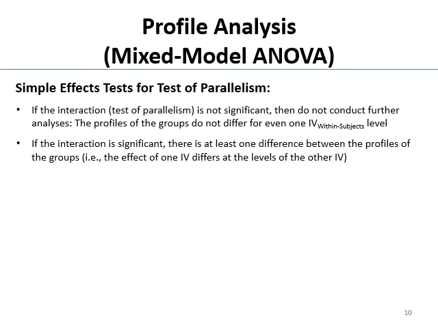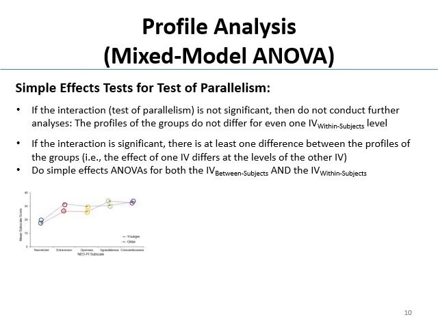On the other hand, if the interaction is statistically significant, there's at least one difference between the profiles of the groups. So the effect of one IV differs for the levels of the other IV. You would do simple effects ANOVAs for both the IV between subjects and the IV within subjects. So you're going to do both between lines and across lines simple effects tests. There you've got your between lines that compares the young and the old on each one of the personality subscales of the NEO-PI. So that's 1, 2, 3, 4, 5 tests that would be done.